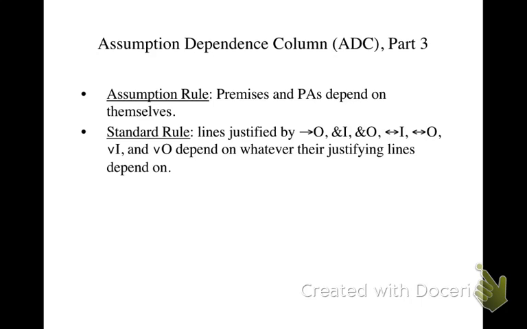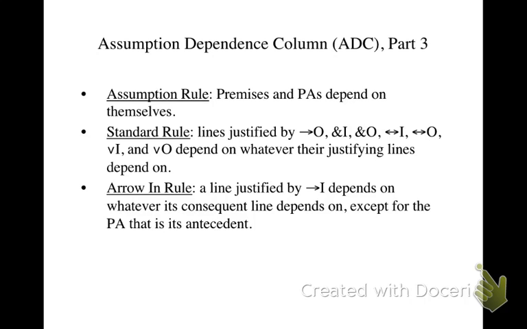Now we've added things to the standard rule because the rules of double arrow in, double arrow out, wedge in, and wedge out all come under the standard rule. So now the standard rule says that lines justified by arrow out, ampersand in, ampersand out, double arrow in, double arrow out, wedge in, and wedge out all depend on whatever their justifying lines depend on.